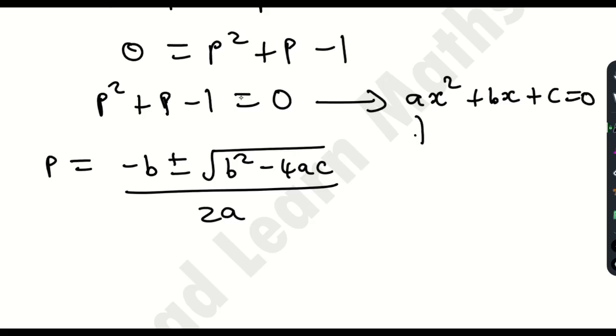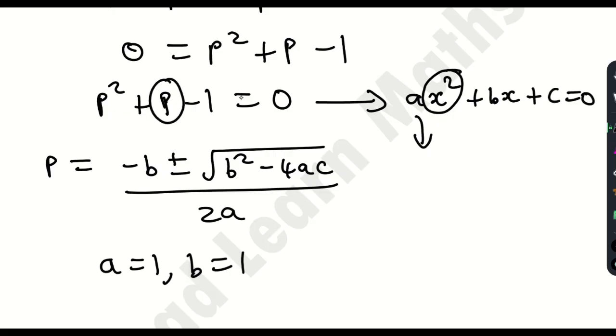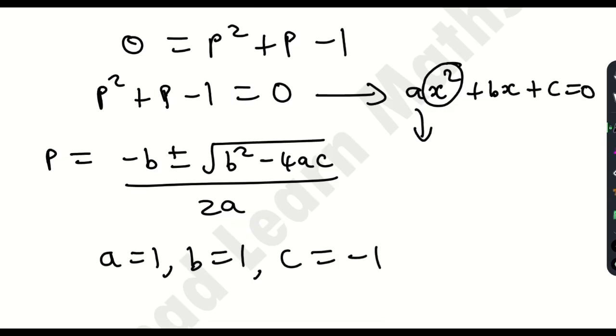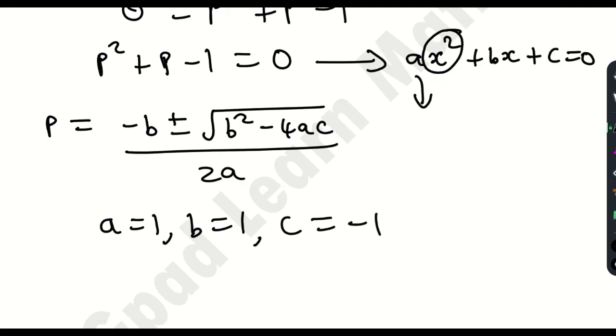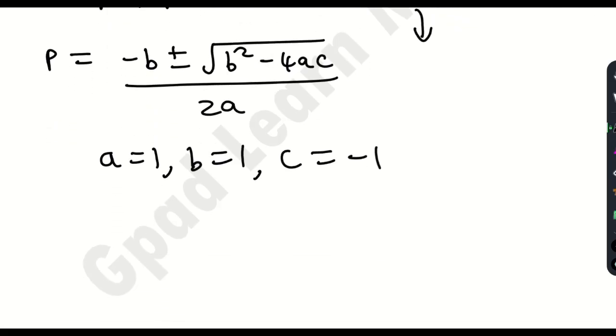So here, if you compare, you will see that a is the coefficient of the leading term. So what is a here now? a is 1 because that's the coefficient of the leading term. What about b? b is also 1. As you can see, this is p, it has the coefficient of 1. What about c? c is the constant term, which is minus 1 that you have here. So c is negative 1. Let's plug in all of this into the quadratic formula and get the value of p. Are you ready for that?